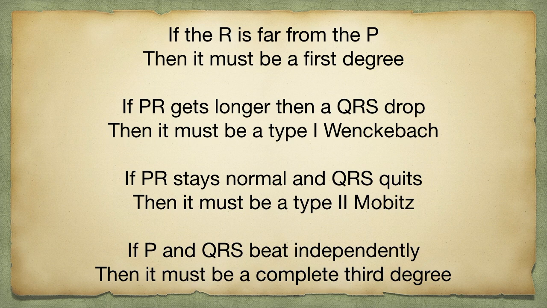So if the R is far from the P, then it must be a first degree. If PR gets longer than a QRS drop, then it must be a type 1 Wenckebach. If PR stays normal and QRS quits, then it must be a type 2 Mobitz. If P and QRS beat independently, then it must be a complete third degree. We're going to briefly go through each of these individually, and this will help clarify the rhyme.